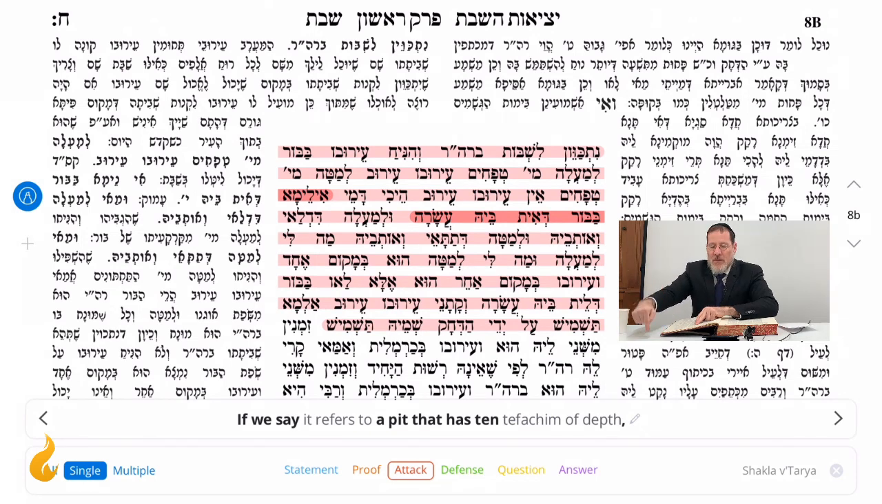Now what happens if the bottom of the hole has 10 tvachim? What is that board? Does it help that inside the pit there was I somehow stuck it on the wall above the ground? Doesn't help. It's over the airspace of the bottom. It's within 10 tvachim. It has the status of the bottom, right?